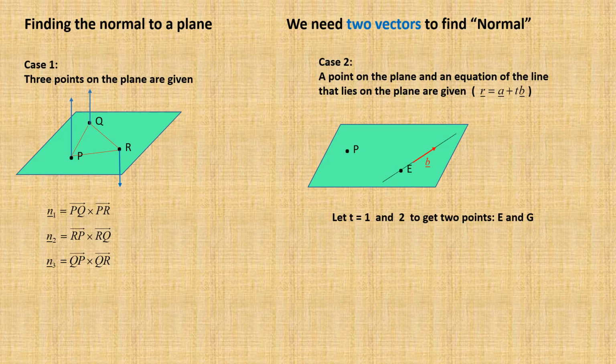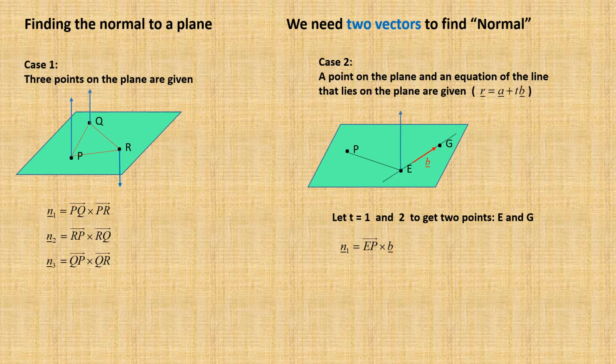Let's say you have the point here, by substituting t equal to 0 or 1 or 2, you can get how many points? Up to you, 2 or 3 or 1. Then, since you need two vectors, you need to find vector PE. With vector PE and vector B, you can start with your cross product to find the normal.